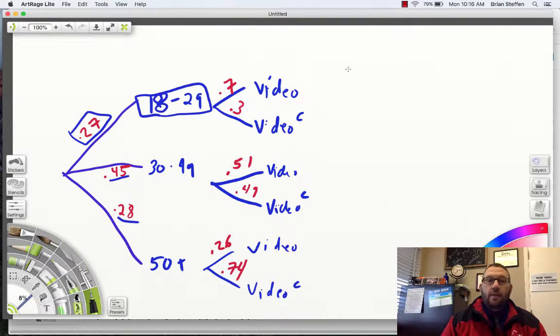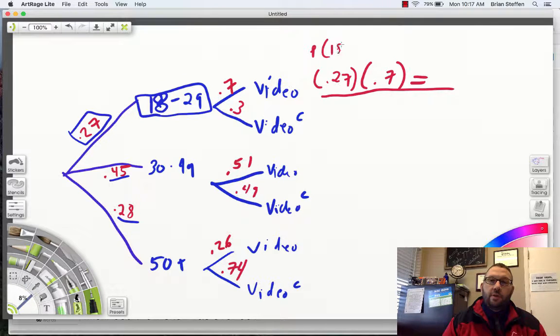All right, then if we look at this row right here, if we take 0.27 times 0.7, we can find that numeric answer that you put into the reflection response. But what is this actually finding for us? It's finding the probability of, what was 0.27? 0.27 is the probability that they're between 18 and 29. They're multiplying that, so that's and.